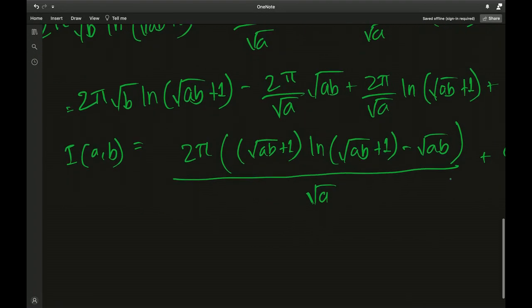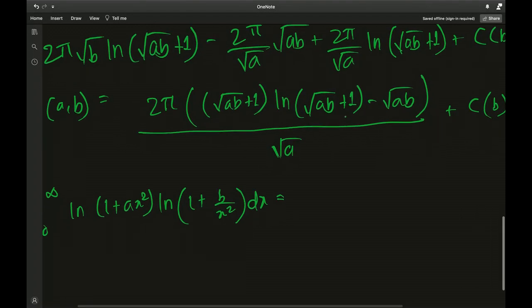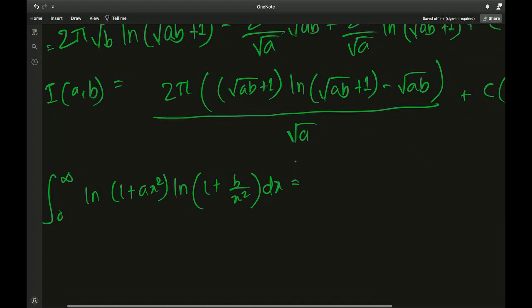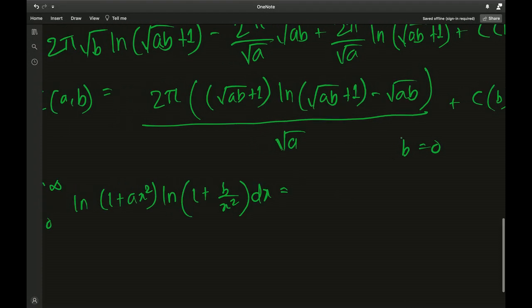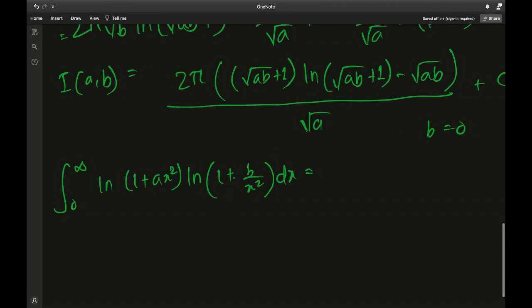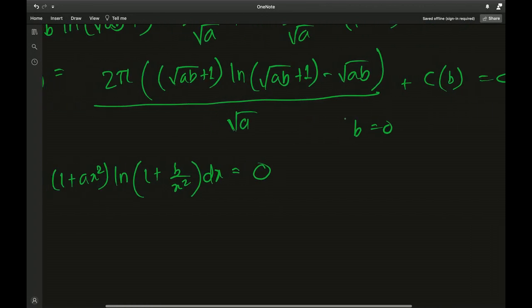Now I of ab, if I remember correctly, was the integral from 0 to infinity of natural log of 1 plus ax squared times natural log of 1 plus b over x squared dx, which is just equal to this guy above. Now to find the constant of integration, let's take b equals 0. We can't change a, it is a constant. So taking b equals 0, natural log of 1 will make this entire thing go to 0. That means even this thing has to be equal to 0 for b equals 0.